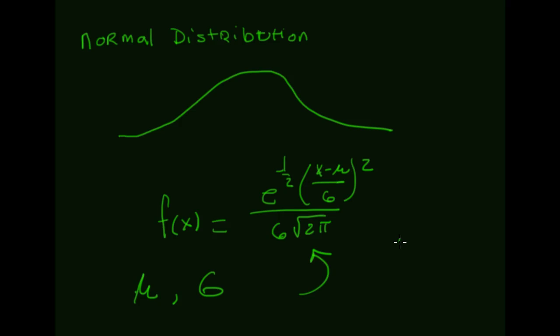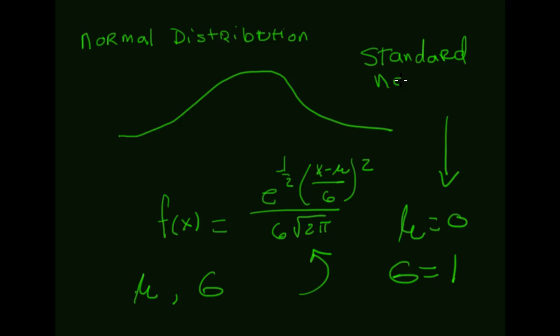If the mean is equal to 0 and the standard deviation is equal to 1 of this bell-shaped curve, we call this the standard normal distribution. So that's what's called the standard normal distribution. Okay, so mean is 0, standard deviation is 1.